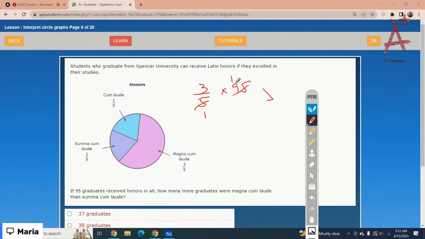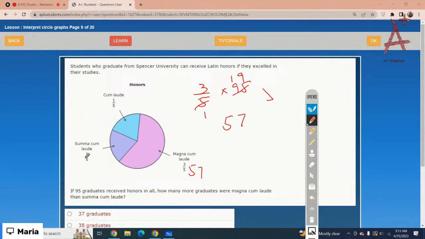5 times 1 is 5. Okay, 5 times 1 is 5 and 5 times 9 is 45. And 19 times 3 is 3 times 9 is 27. 57 it is. Got it? So magna cum laude is 57.